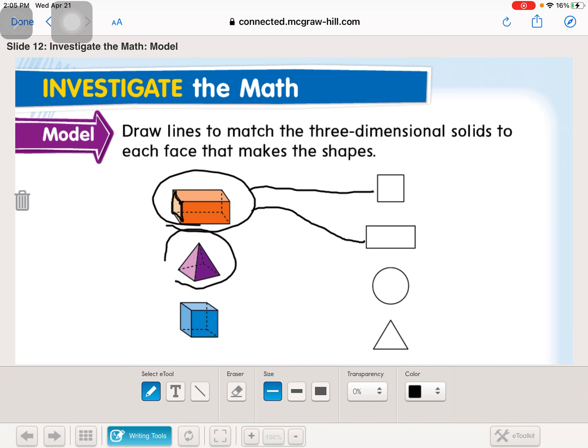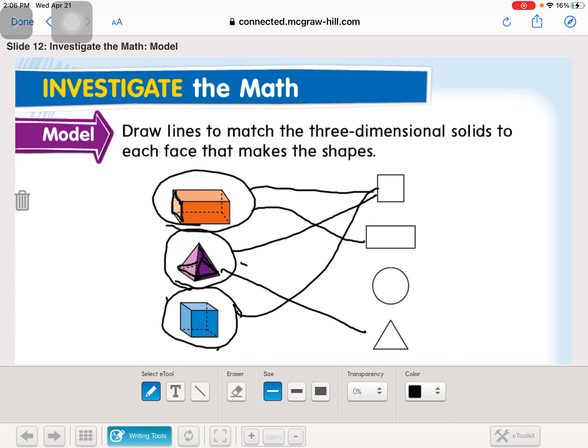The next one, this purple one here, is a pyramid. And this pyramid has a triangle here. This darker purple is a triangle. And the base of this has four sides, so that is actually a square-based pyramid. And then last but not least, we have our blue shape here. This one is a cube. All the sides or faces are going to be the exact same. Every face on this is a square.